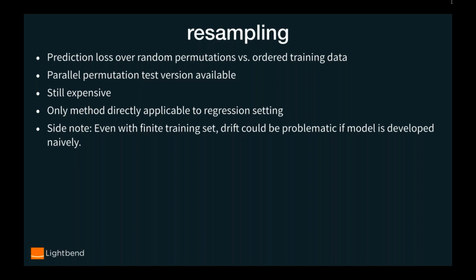Now, clearly, this is not very efficient, but they offer a parallel permutation test, which is still expensive. But this is the only method that is directly applicable to the regression setting. That's the reason I wanted to include it here. And also a side note, it doesn't have to be a stream. Even if we are working with a finite training set, drift could be problematic if what we have in the training set doesn't resemble what we see in the population. And this can happen for big data as well. It doesn't only happen for streaming problems.